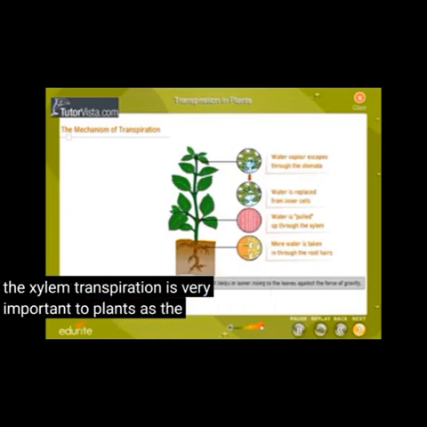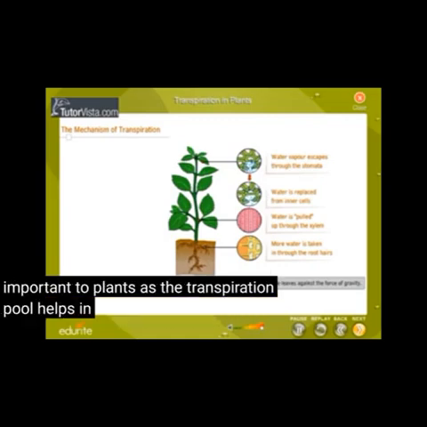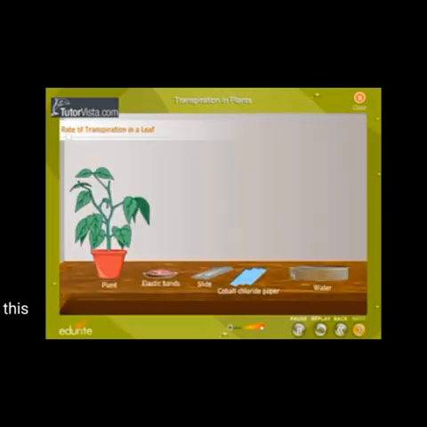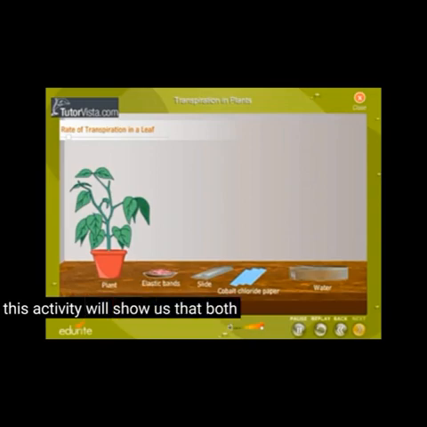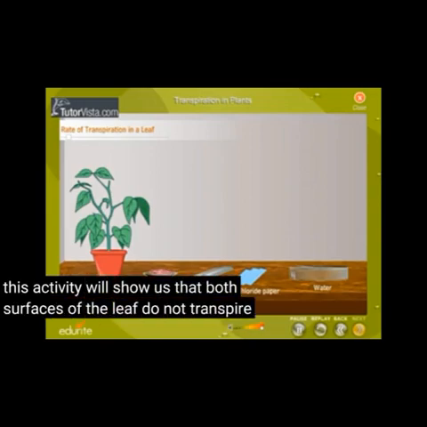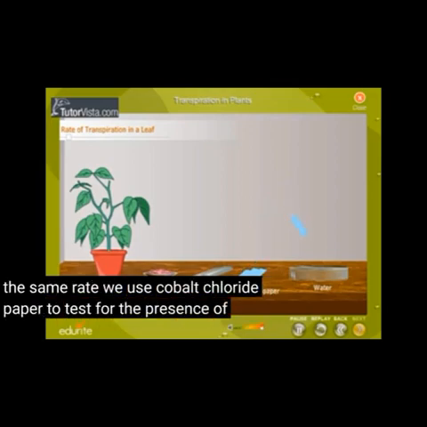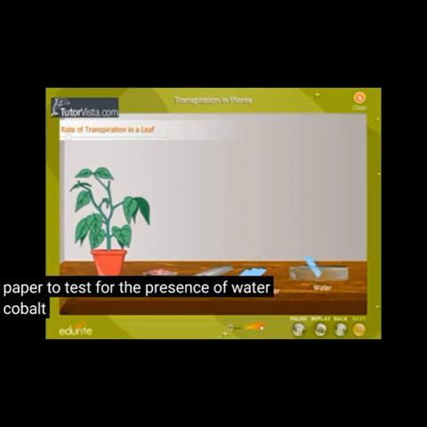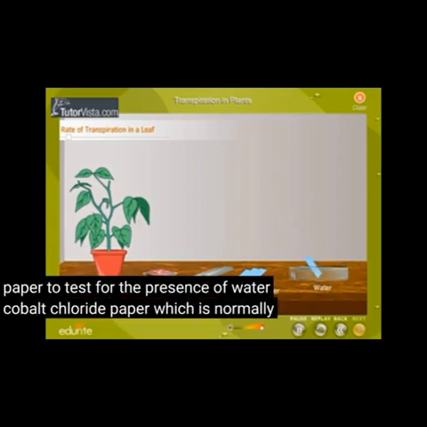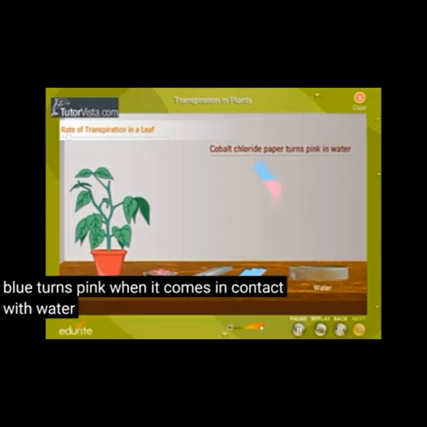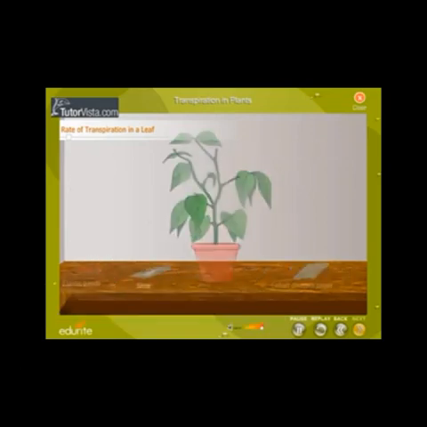Transpiration is very important to plants as the transpiration pull helps in water rising to the leaves against the force of gravity. This activity will show us that both surfaces of the leaf do not transpire at the same rate. We use cobalt chloride paper to test for the presence of water. Cobalt chloride paper, which is normally blue, turns pink when it comes in contact with water.